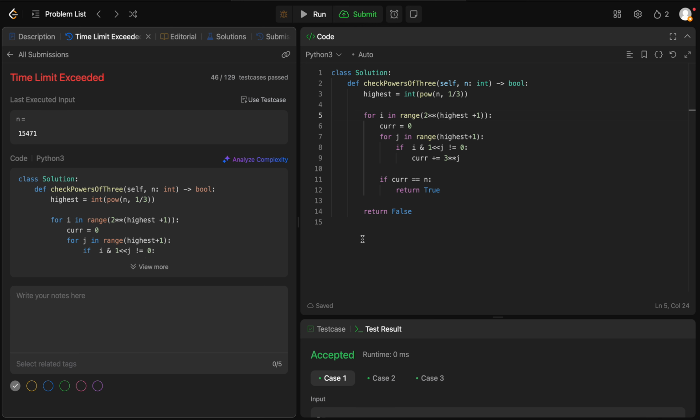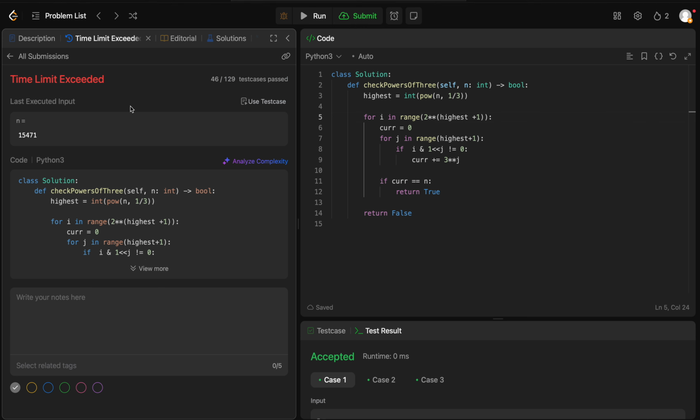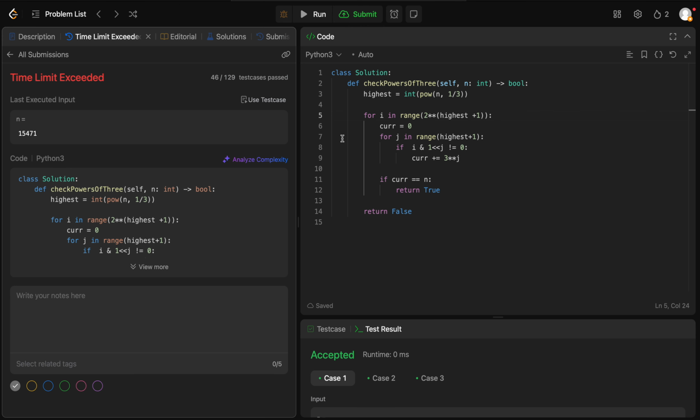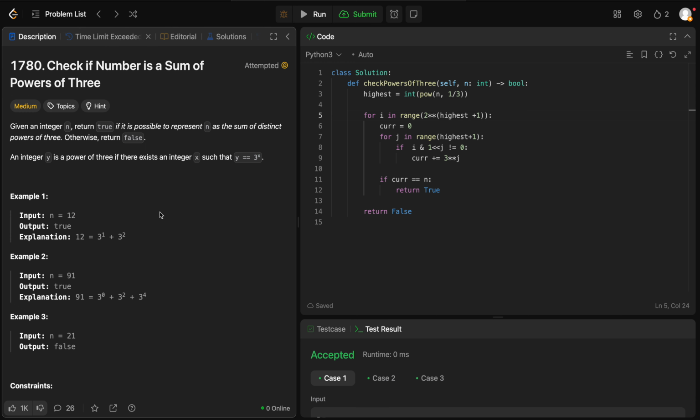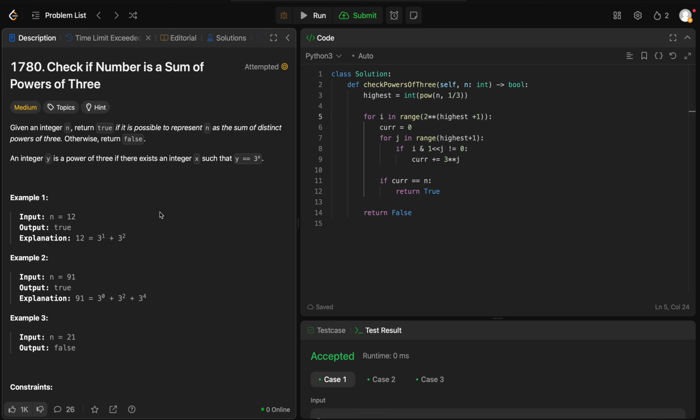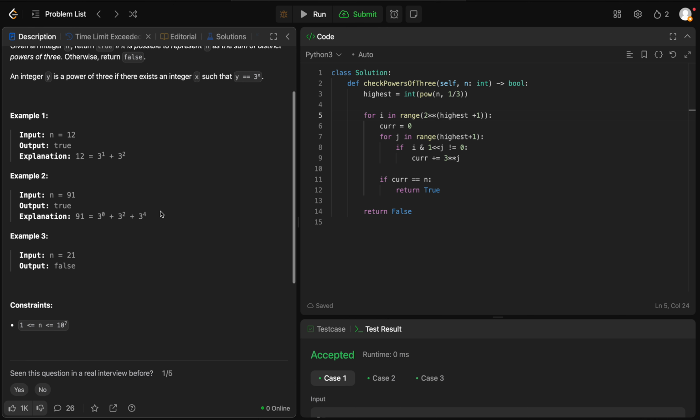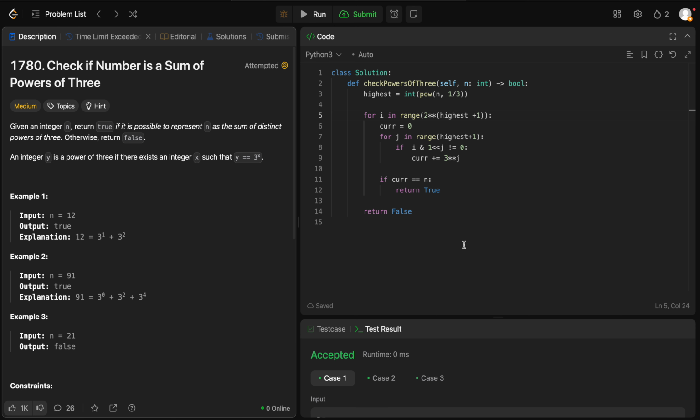Timed out, so not nice, but at least this works. And it seems that I can't, actually. Okay. Hmm.